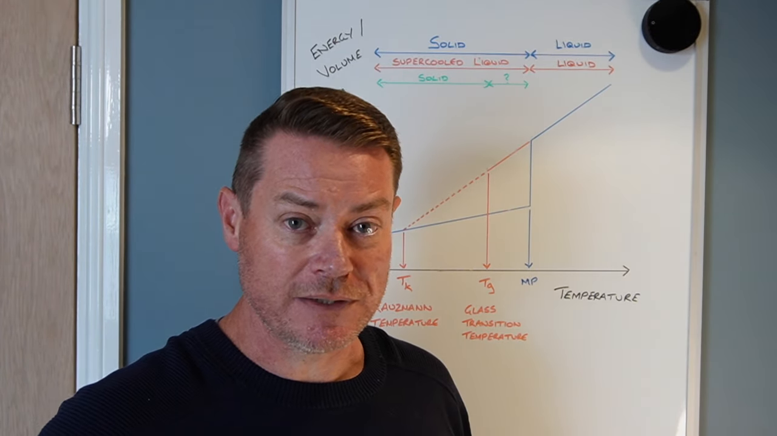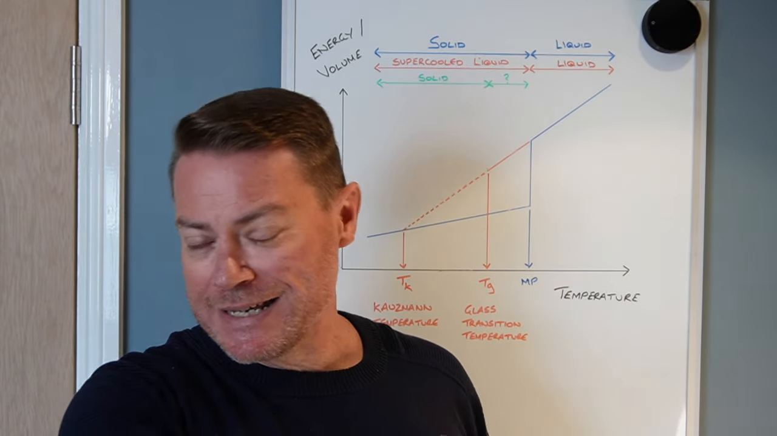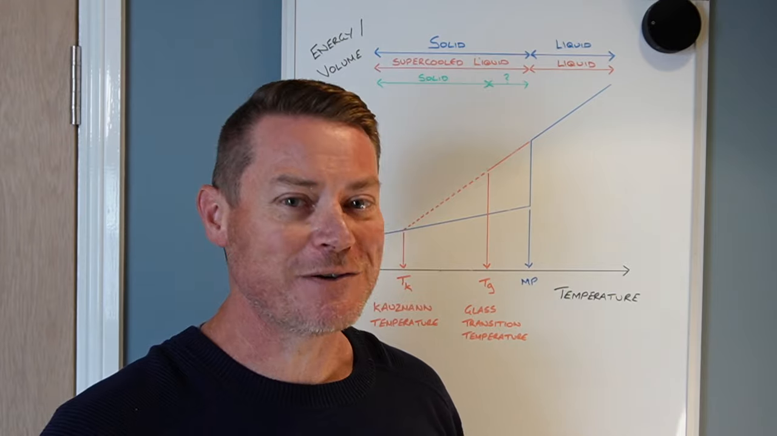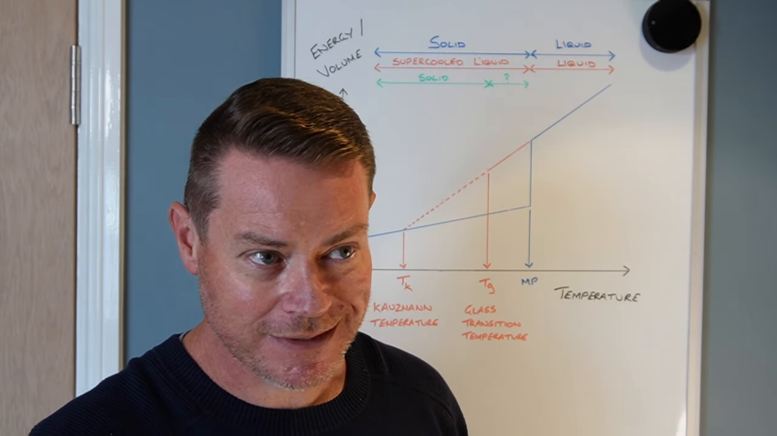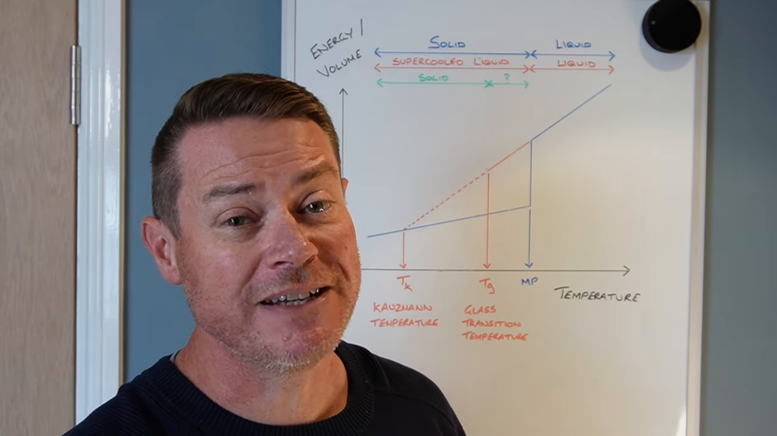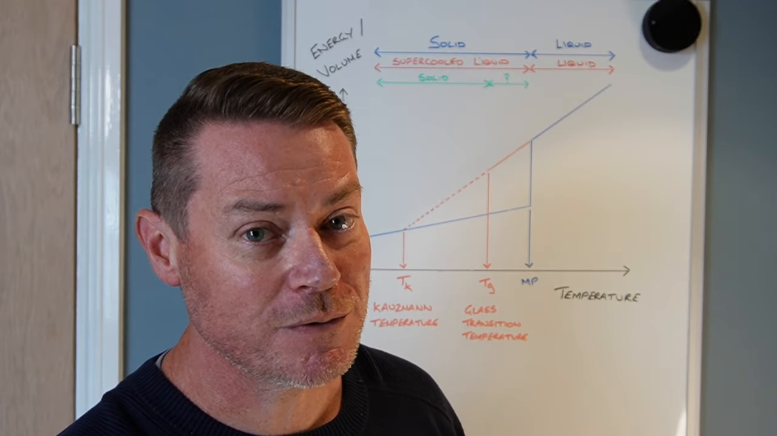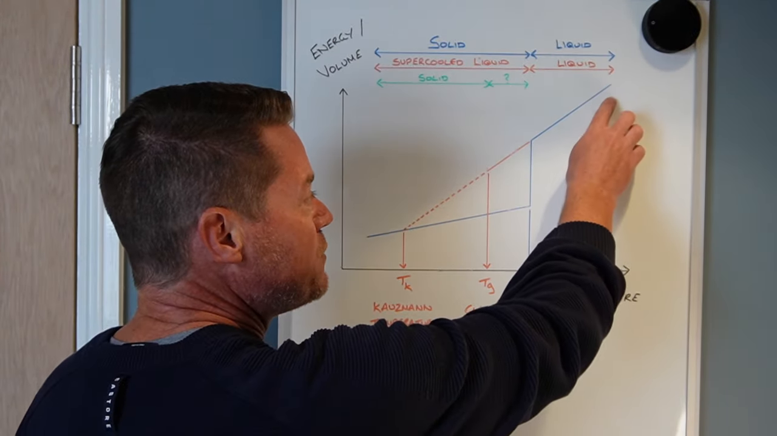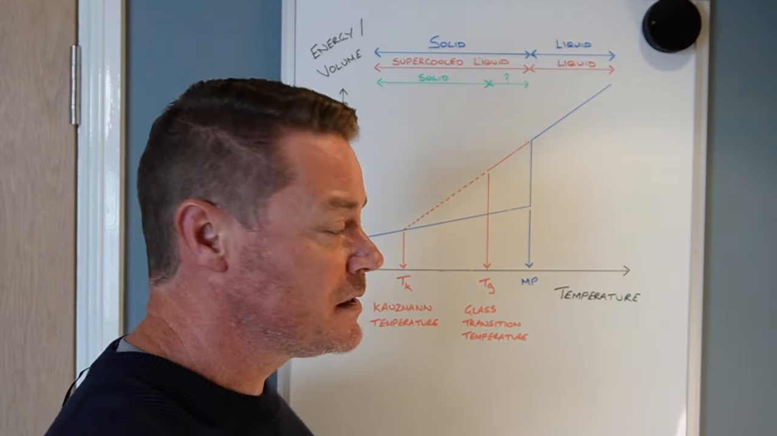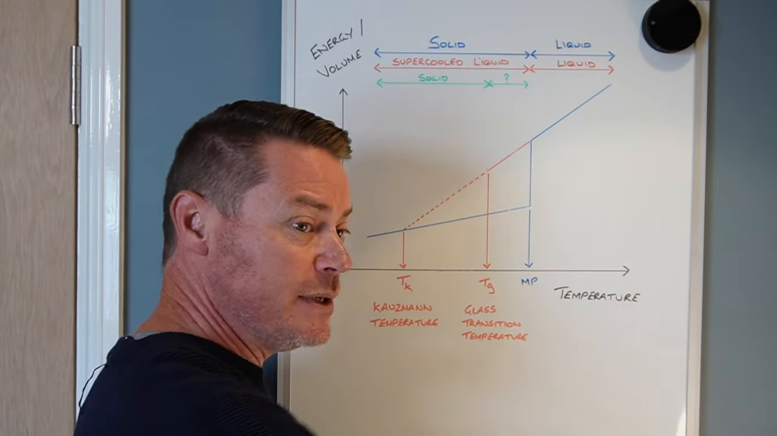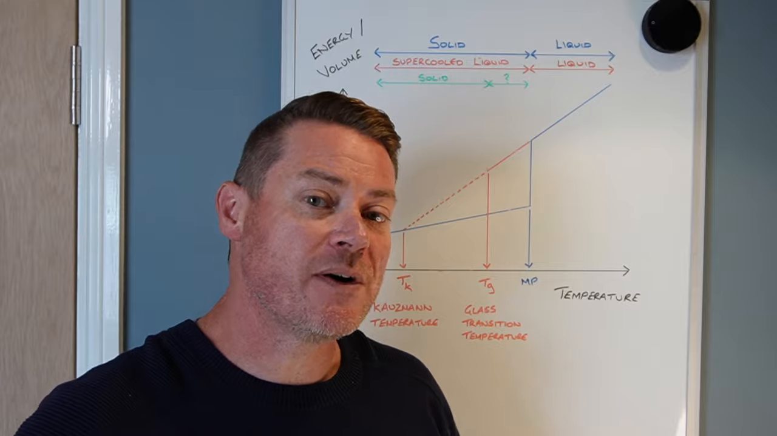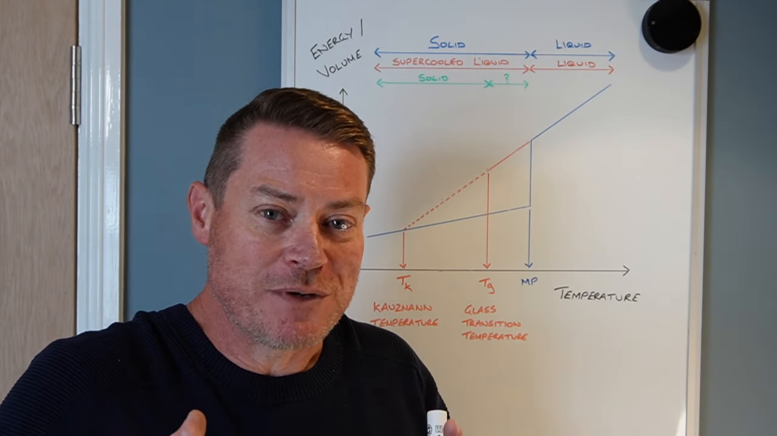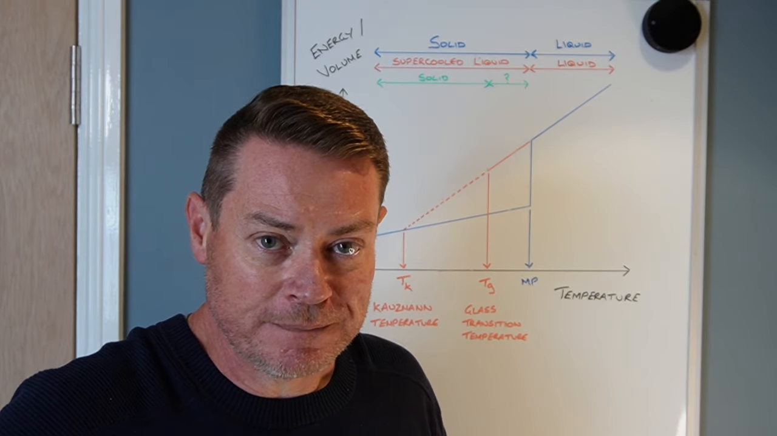That leads to the next question, which is, what happens if we don't go slowly enough, Simon? And the answer is, and I've got to be fair, I'm really glad you asked that question because it'd be a difficult video to record otherwise. The answer is, as we cool down too fast and we get to this melting point, because we're cooling down quite fast, the molecules don't have time to come together and form a crystal structure.